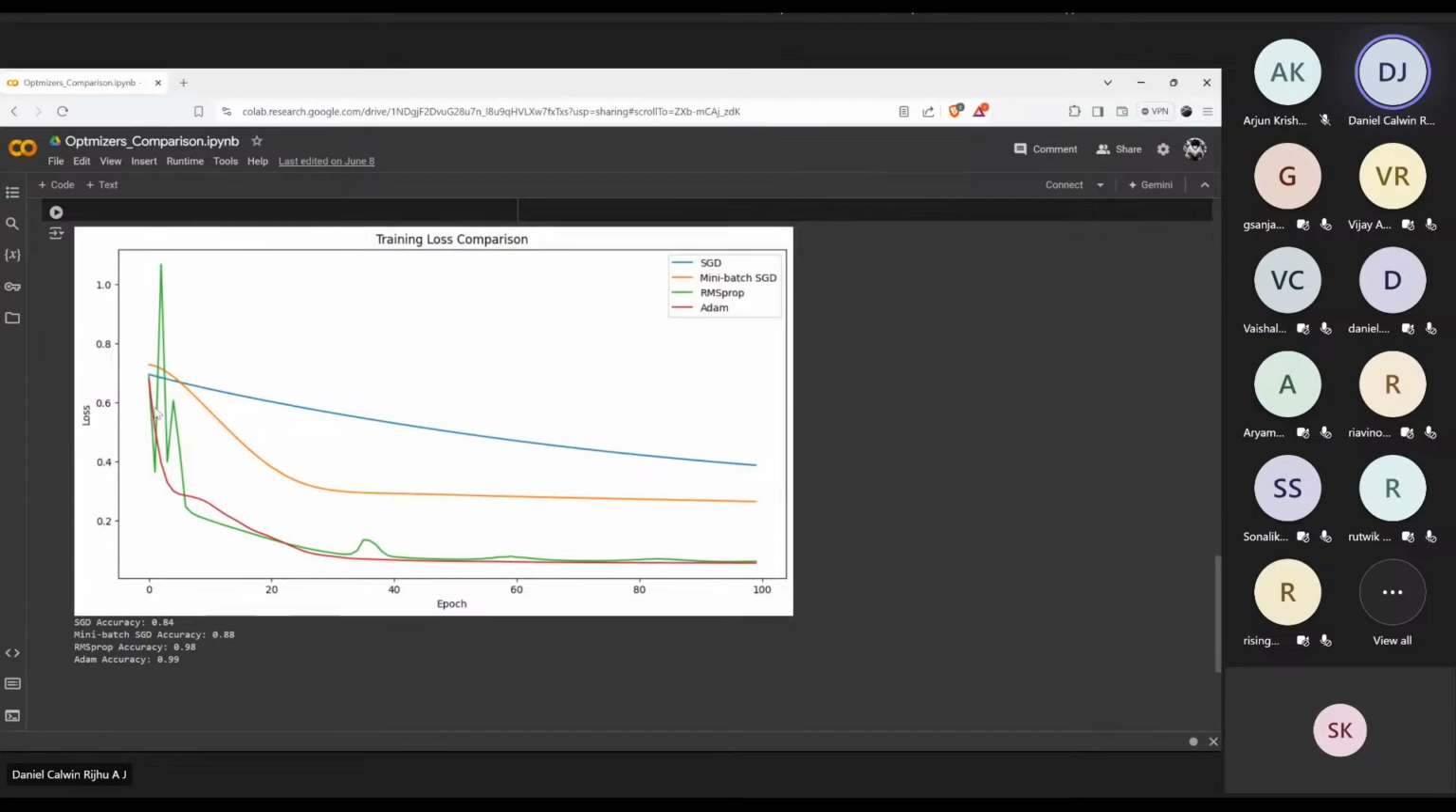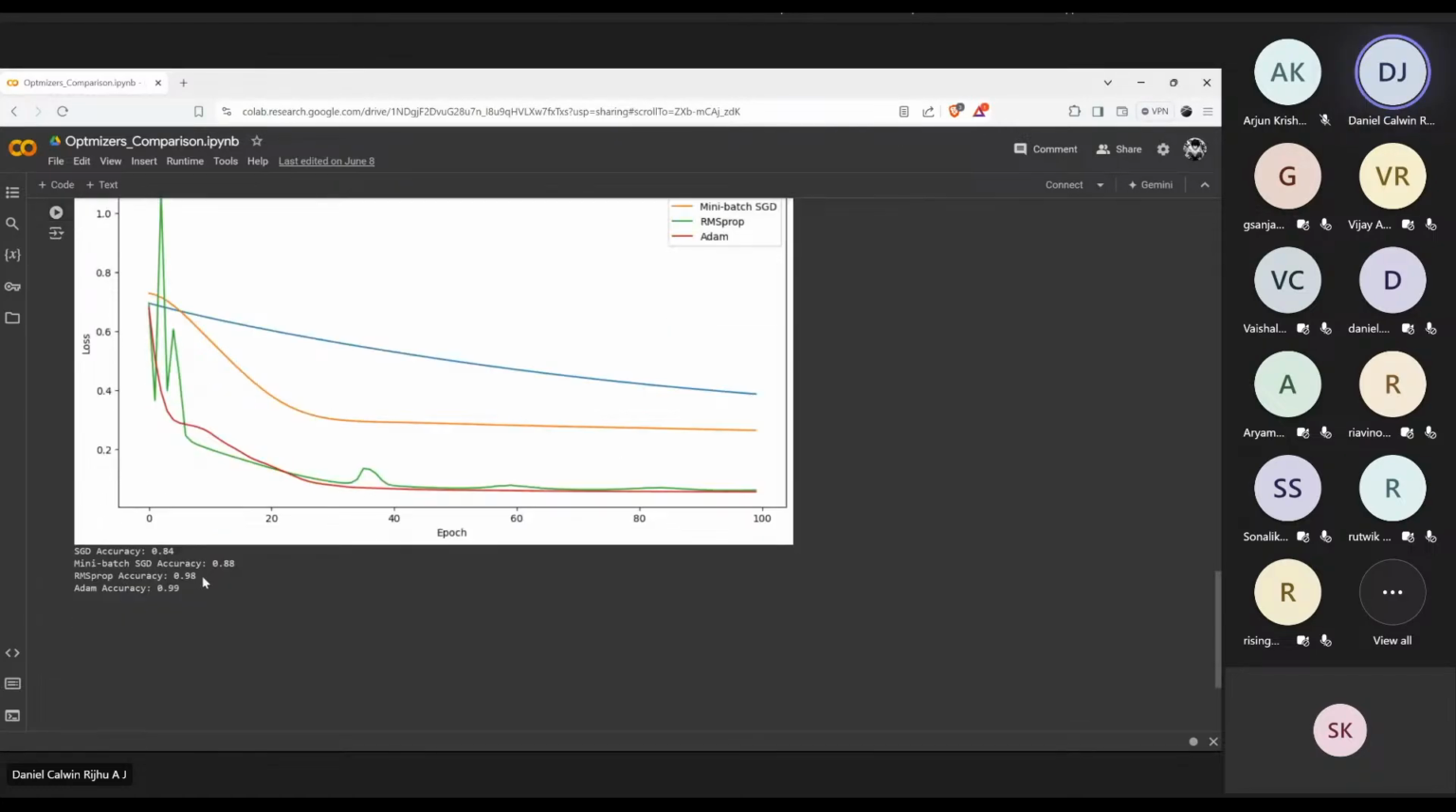And the last function, which is the Adam, is going to be almost similar to RMSprop, whereas it's going to be a bit more efficient, as you can see over here, because of the momentum function which we have added to it. And yeah, these are going to be the accuracy of those individual optimizers.